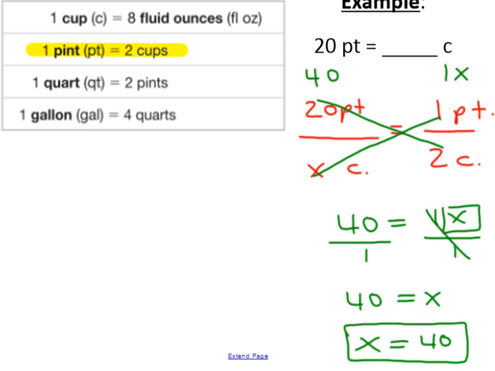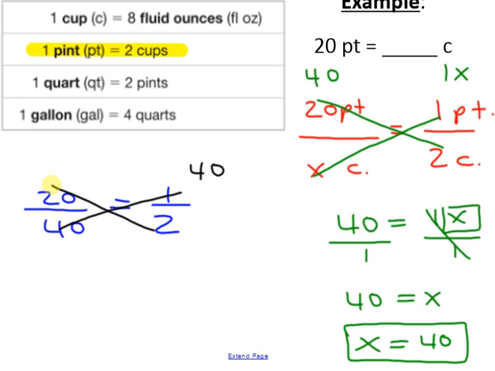And then it's always a good idea to check our proportion. So 20 over 40, and I got that from 20 over x, but instead of x, we're going to put 40, equals 1 over 2, and I got the 1 over 2 right here, and then I'm going to cross multiply. 40 times 1 is 40, 20 times 2 is also 40, so that works out. So 20 pints equals 40 cups.